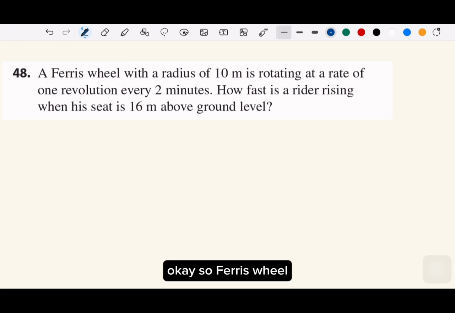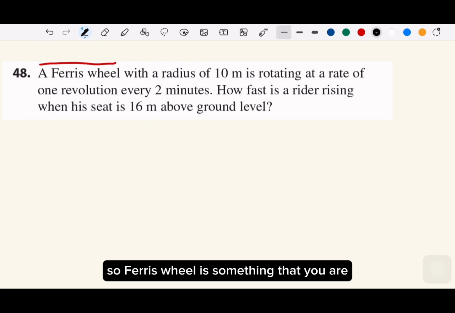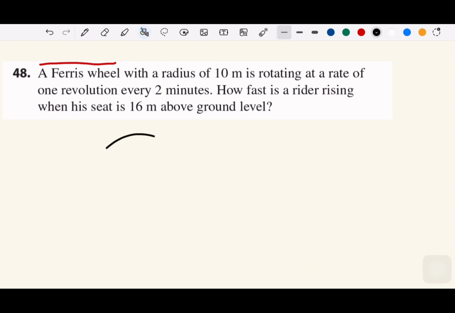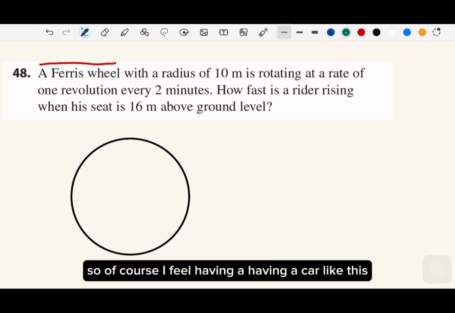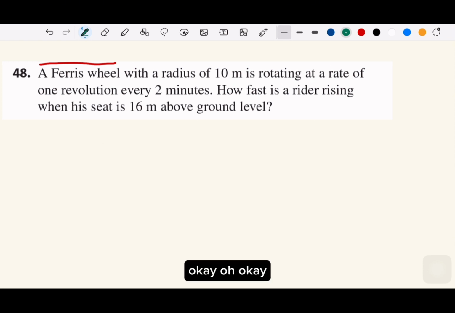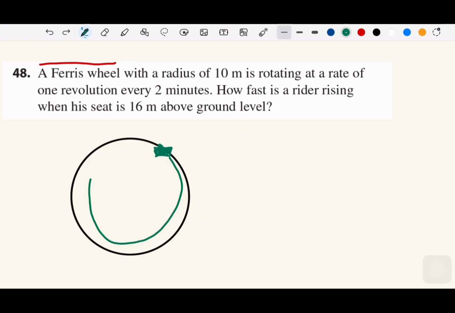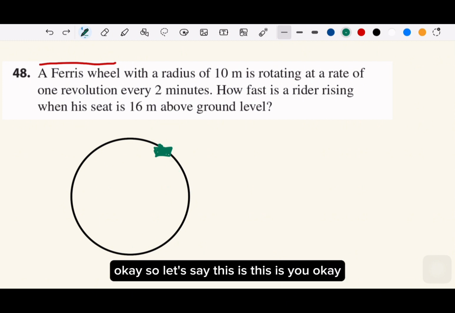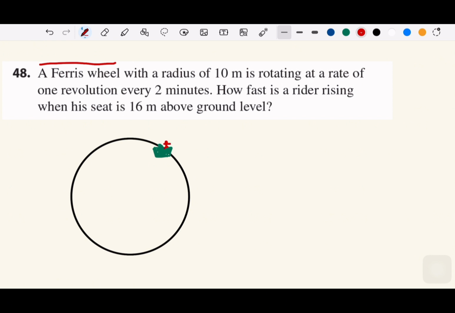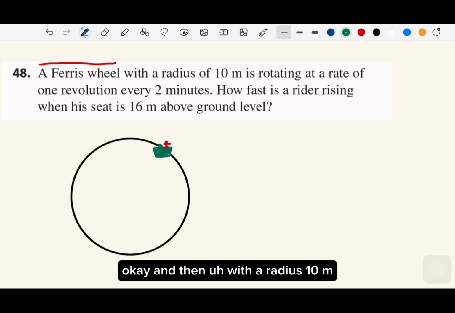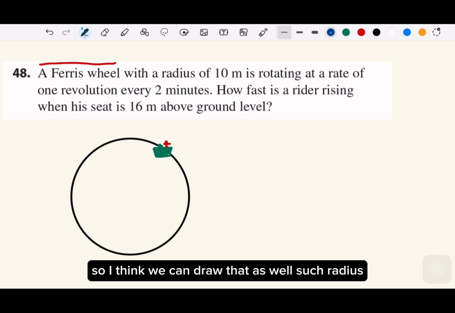Okay, so Ferris wheel, I hope everyone is familiar with this. A Ferris wheel is something that you usually find in an amusement park. So I say this is the Ferris wheel. Of course a Ferris wheel has carts like this, and then it will rotate. Okay, so let's say this is you, so we have someone here. With a radius of 10 meters, so I think we can draw that as well.